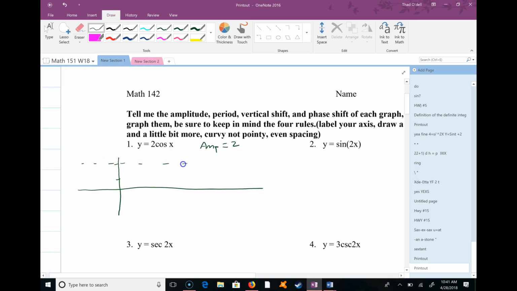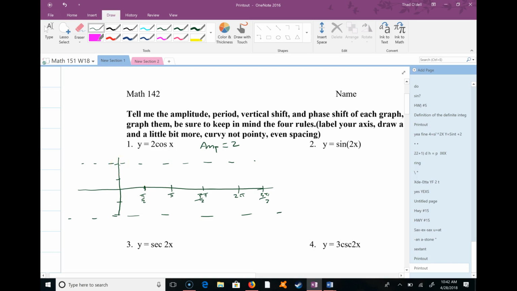So I'm going to put a little dotted line up here at 2. It's going to go down to -2, so put a little dotted line down here at -2. And there's pi over 2, there's pi, 3 pi over 2, and 2 pi, and maybe a 5 pi over 2 there. So notice that this is about 1.7-ish, so it should be longer than that, but not as long as that.